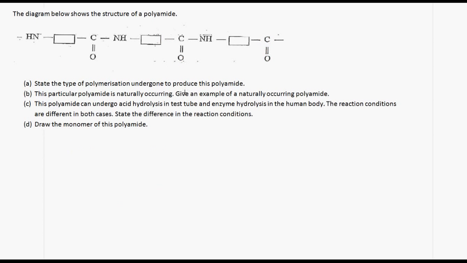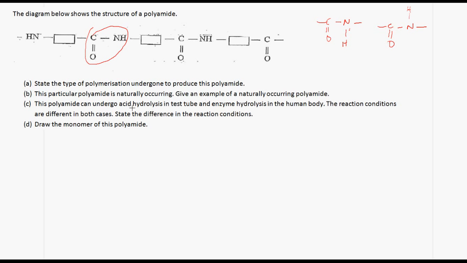Okay, we have a diagram of a polyamide, and it's a polyamide because we have the amide linkage. Some students get confused with this because the amide linkage is sometimes drawn like this, or it's sometimes drawn like this, but it's the same linkage present, the amide linkage.